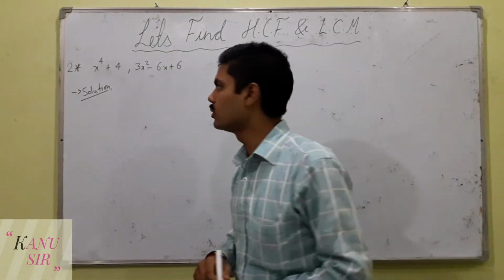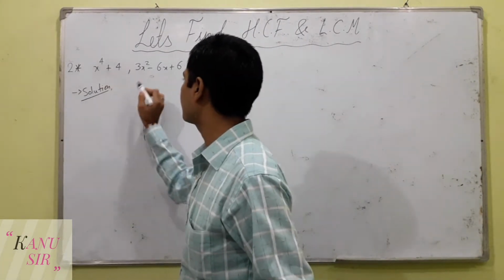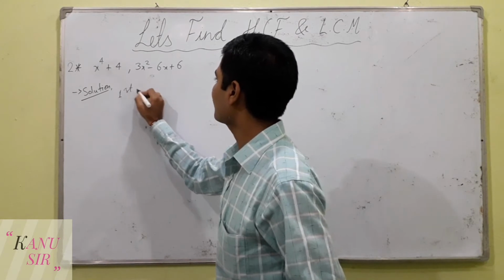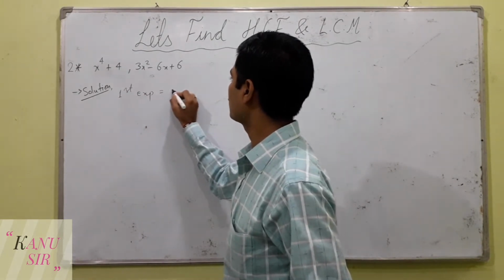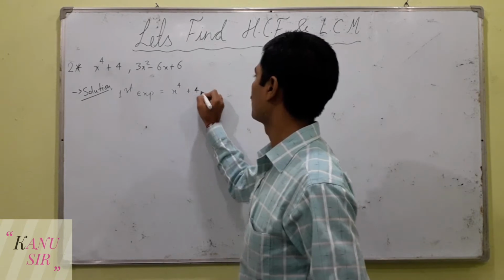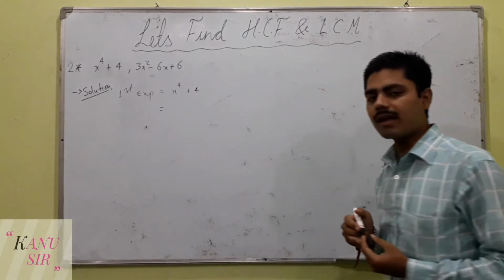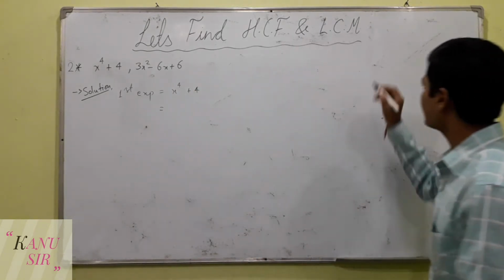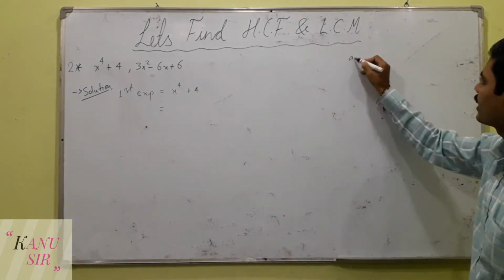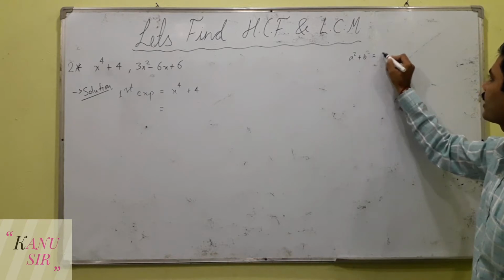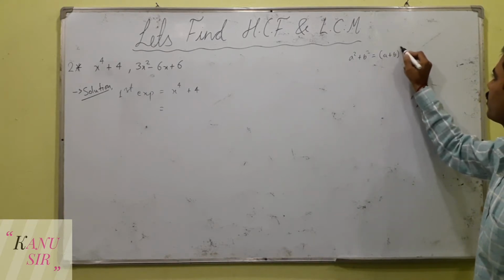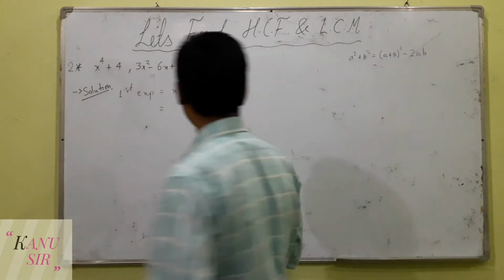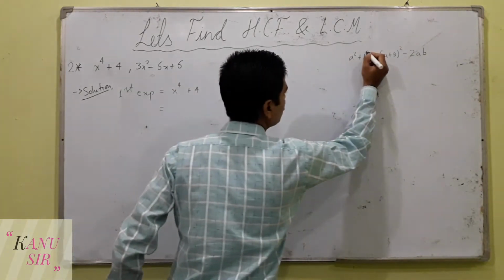In question number 2, you can see there are another 2 expressions given, and let's start from the first expression, that is x power 4 plus 4. Similar types of questions I have done in the previous video also. What we can best do is change that term into the form of the formula a square plus b square, that is equal to a plus b whole square minus 2ab. And let's change this expression into the form of a square plus b square.